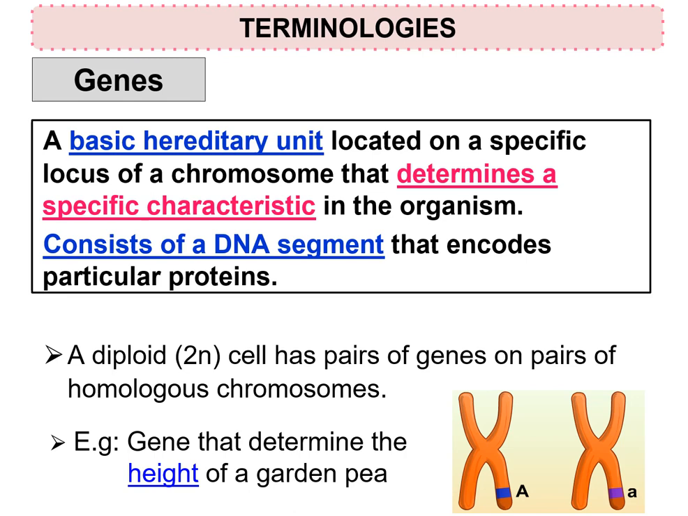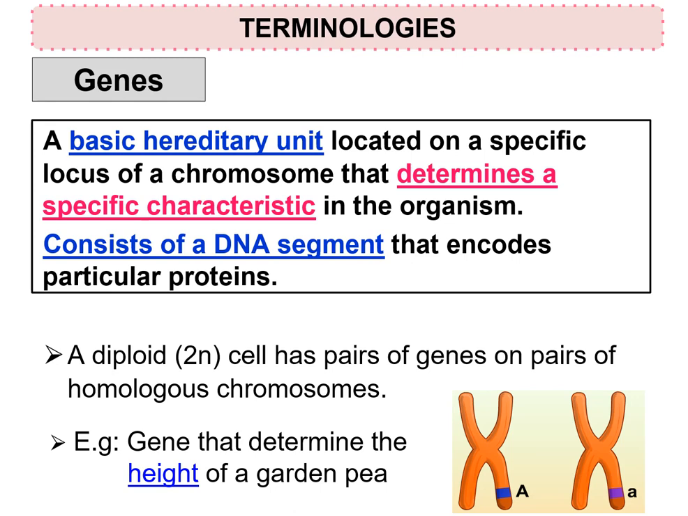ciri, satu ciri yang kita akan gunakan. Contoh ketinggian, satu karakter, contoh warna mata. Tapi bagi warna mata, ciri-cirinya yang lebih spesifik ada banyak. Warna mata ada warna coklat, ada warna hitam, ada warna biru, ada mata warna kelabu. Jadi yang itu adalah ciri-ciri bagi sesuatu genes.